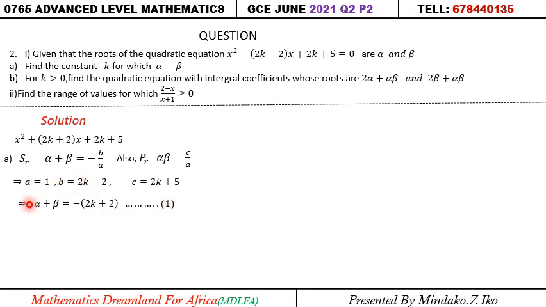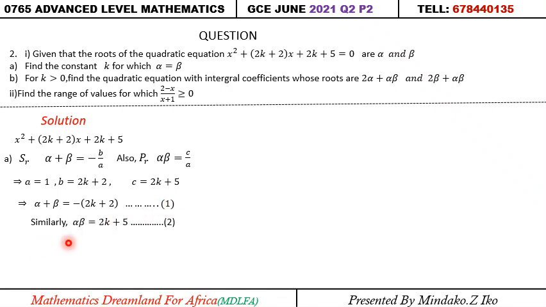I hope this point here is really clear. Since our alpha plus beta is equal to negative b divided by a, it means where we see b, we put our value of b, which is 2k plus 2, and when we see a, we put our value of a, which is 1. Then we keep our negative outside. Since something divided by 1 is the same thing, my alpha plus beta will just be equal to negative of 2k plus 2. So I can call that equation 1. I hope it is clear.